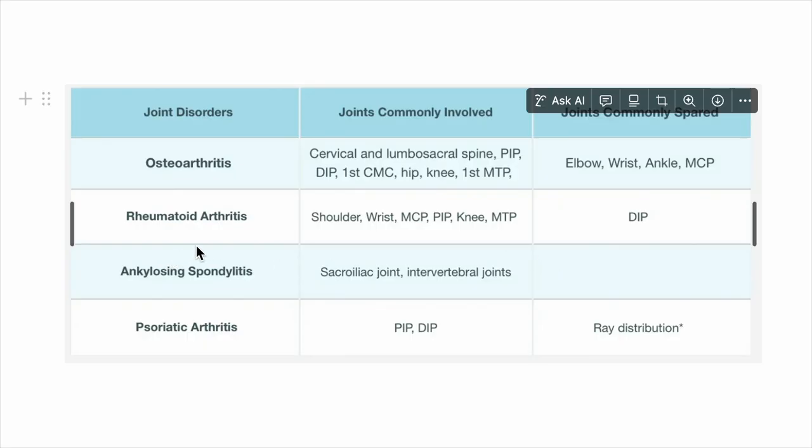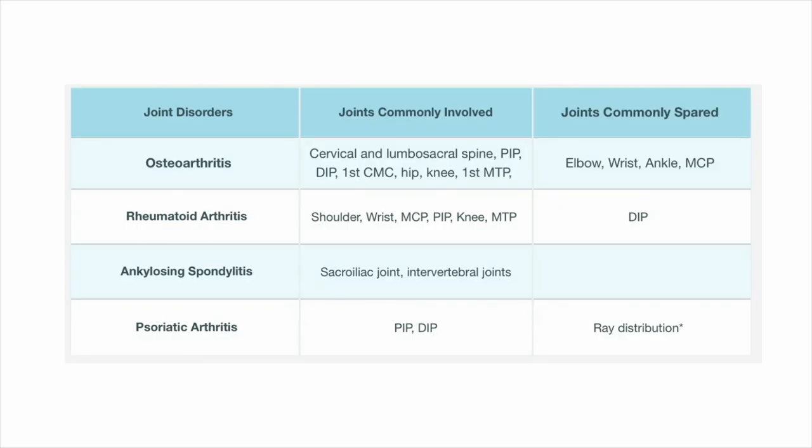So when we come to rheumatoid arthritis, the commonly involved joints are the shoulder, wrist, MCP, PIP, knee, and MTP. MCP means metacarpophalangeal joint, PIP means proximal interphalangeal joint, and MTP is the metatarsophalangeal joint. And classically, as we discussed earlier, the DIP, distal interphalangeal joints, are spared in rheumatoid arthritis.